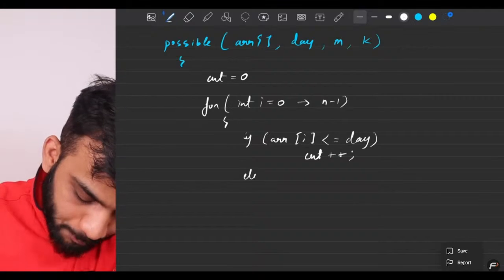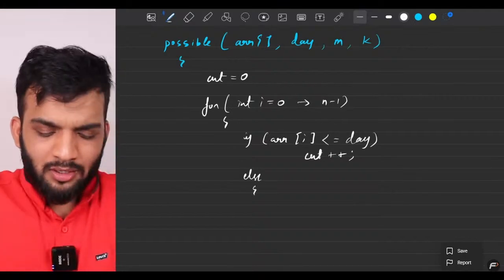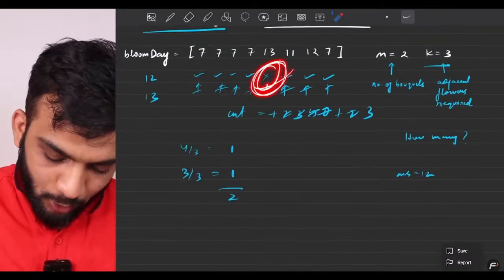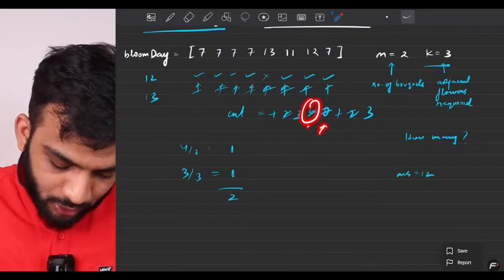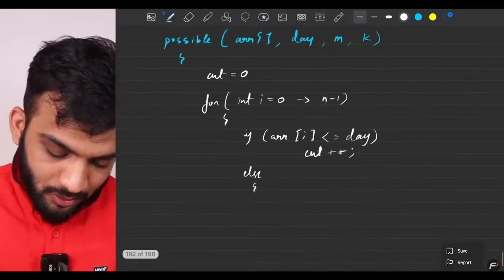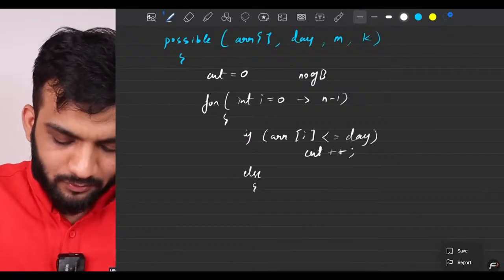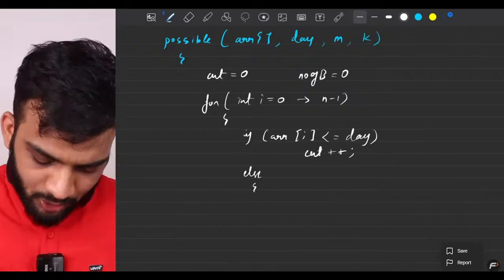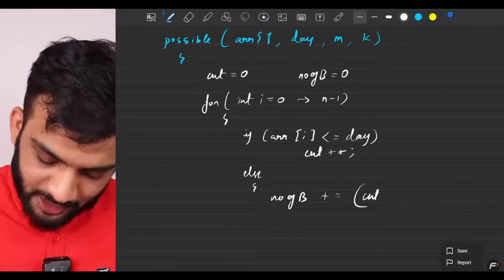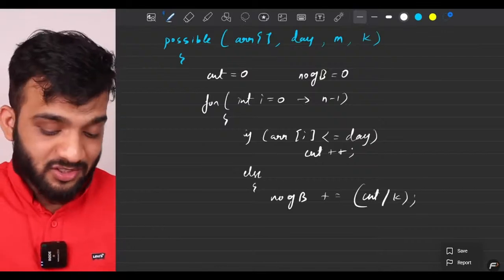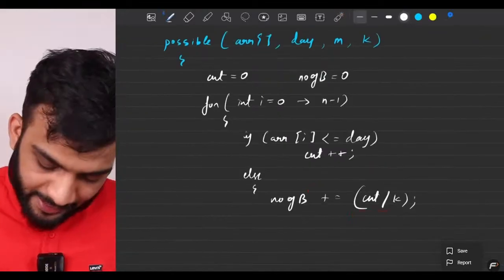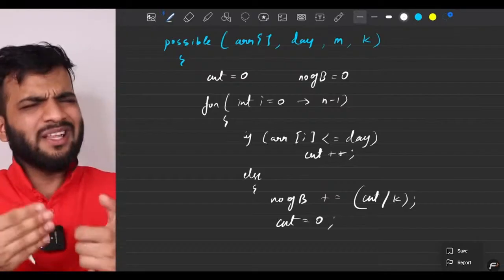If it is not possible, that means you are in an unbloomed phase, where you turn the counter to 0. But before turning it to 0, what did you do? You took whatever it was and divided it by this. So the number of bouquets that I can form will be plus equal to whatever consecutive count I had divided by the adjacents that I require. That is what we did, 4 by 3. You take that and add it into your number of bouquets, and you turn the count back to 0 because you again start counting consecutive.